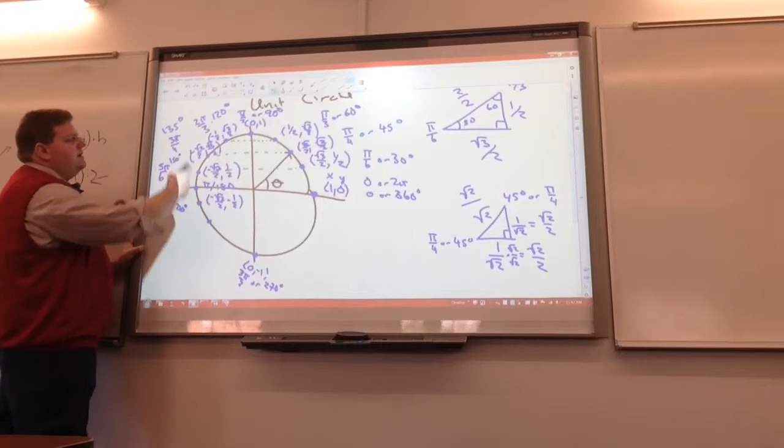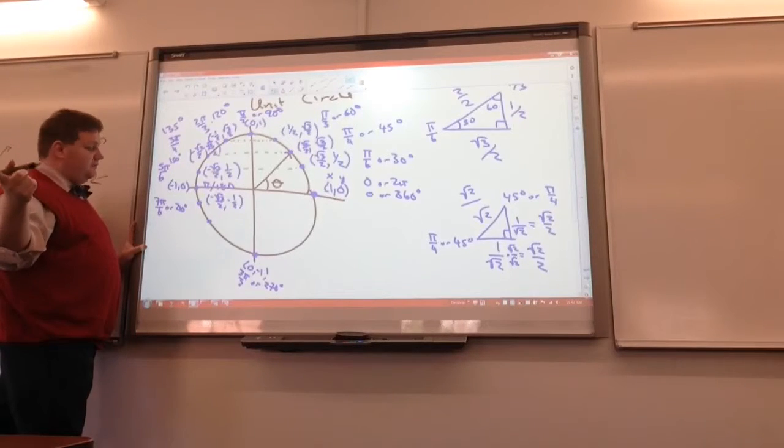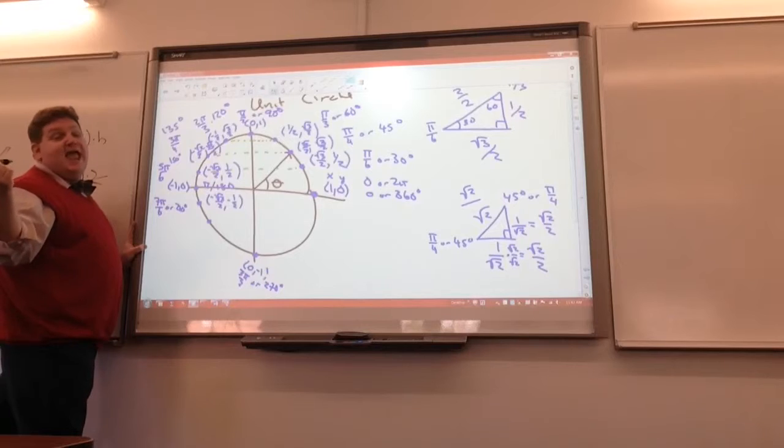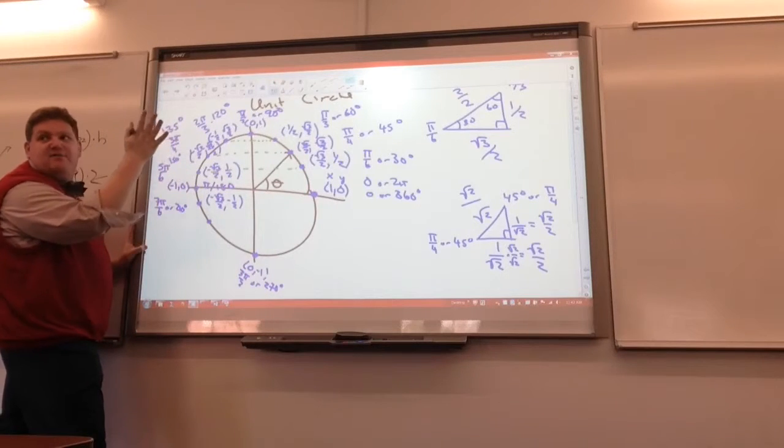Okay, again, it's some version of pi over 4, right? Negative root 2 over 2, negative root 2 over 2. You're right about the coordinates. The angle, though, how would I figure it out? Pi over 4 plus pi, which is 5 pi over 4.